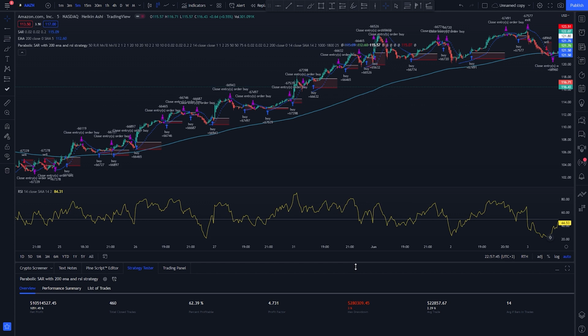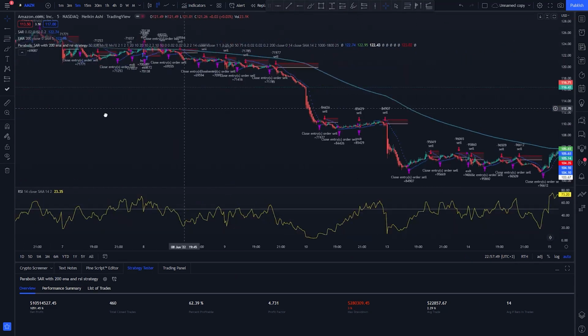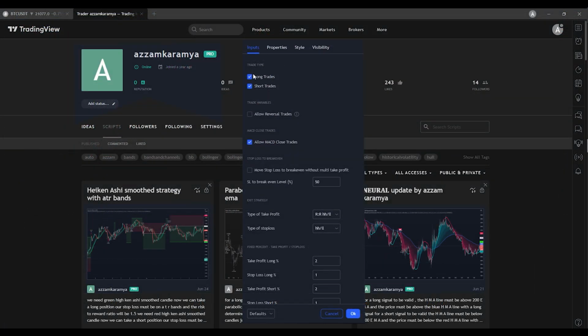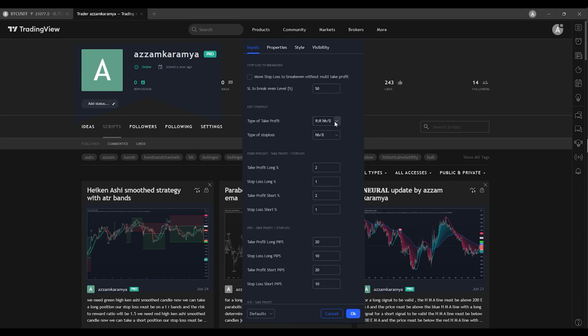If you would like to check and try this strategy by yourself, I provided the link in the description down below. And we have many options here. You can use only long or short trades. Use reversal trade. Use stop loss to break even. And you can use different types of stop loss and take profit, like percentage, ATR, higher high lower low, pips, Parabolic SAR, or supertrend.